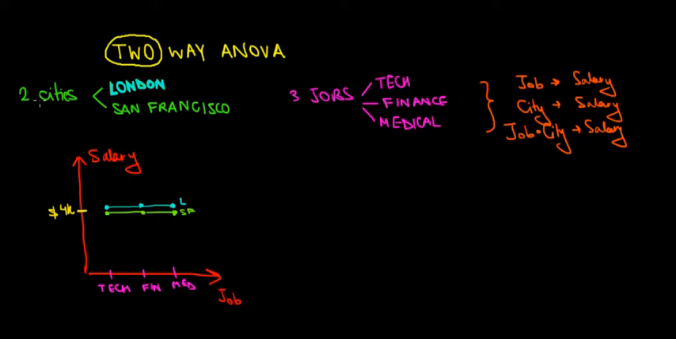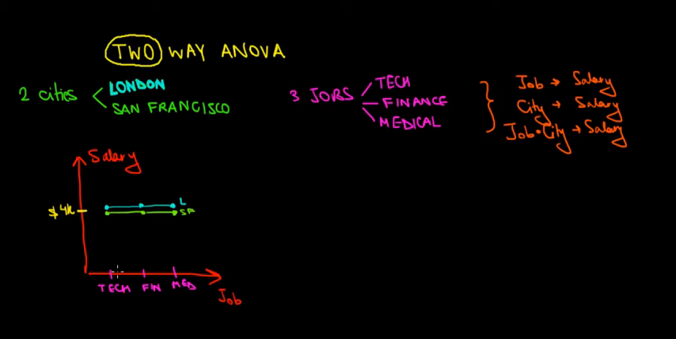So we're considering two cities, London and San Francisco. We're considering three types of jobs, technology, finance and medical, and we want to see by looking at the graphs whether we have an effect of the job on the salary, an effect of the city on the salary, and an interaction effect between job and city on the salary. So we'll look at them in three separate videos. Here we're going to look at two graphs, and then two more, and then the last one in the last video.